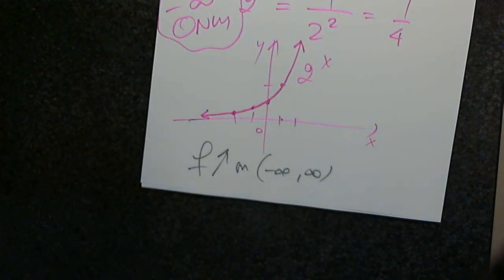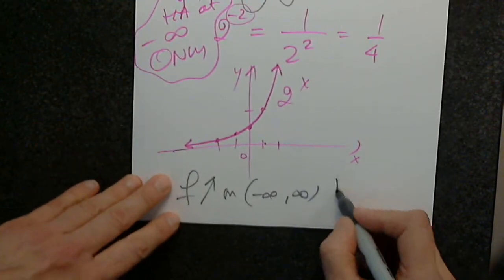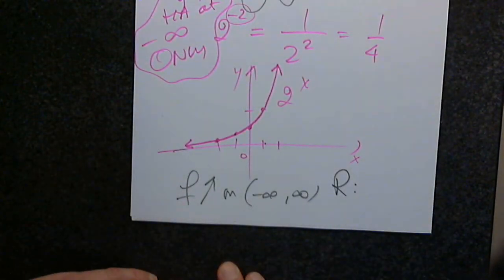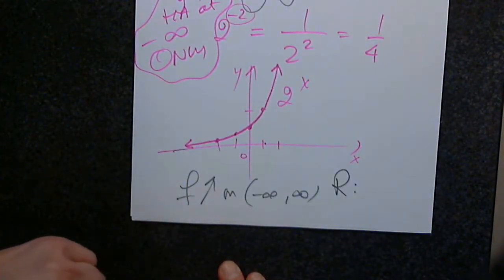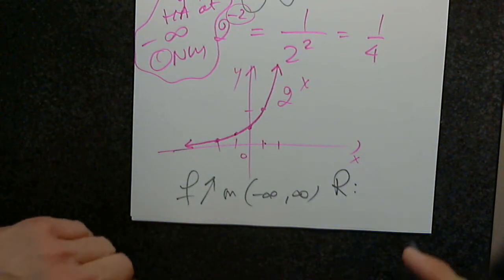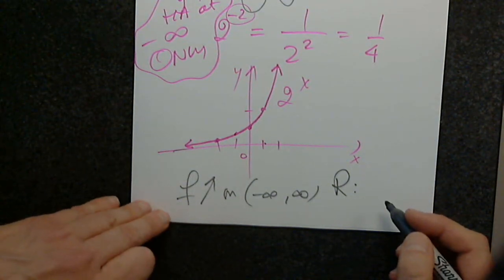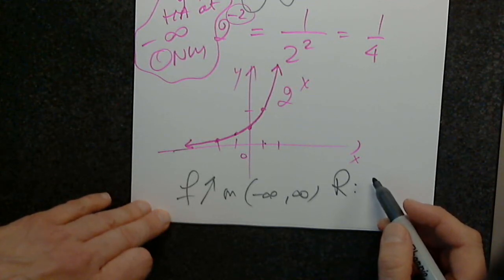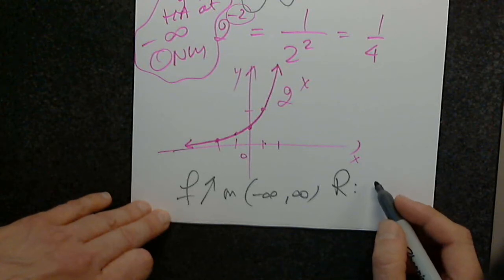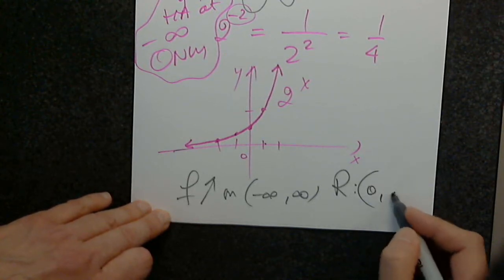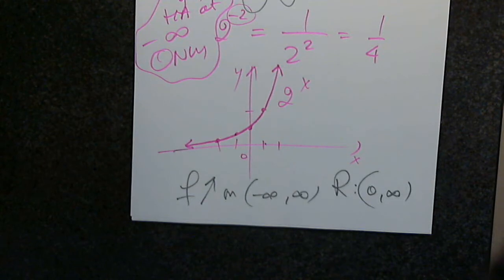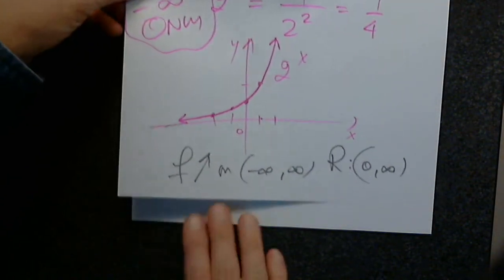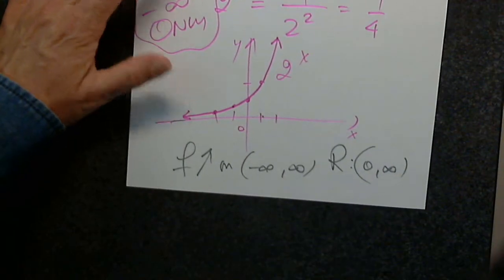Domain is all real numbers. What about the range? Be very careful. This is extremely important. Range. Correct. Zero, it should be parentheses, zero, positive. Excellent. Very good. So if this function, let's also establish, is it one-to-one?